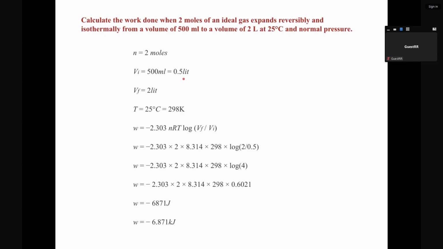So V1 is 0.5 liter and V2 is 2 liter. So we have V2 by V1 as 2 by 0.5, that is equal to 4. The temperature is 25 degrees Celsius, so it is 298 Kelvin. And n is given as 2.